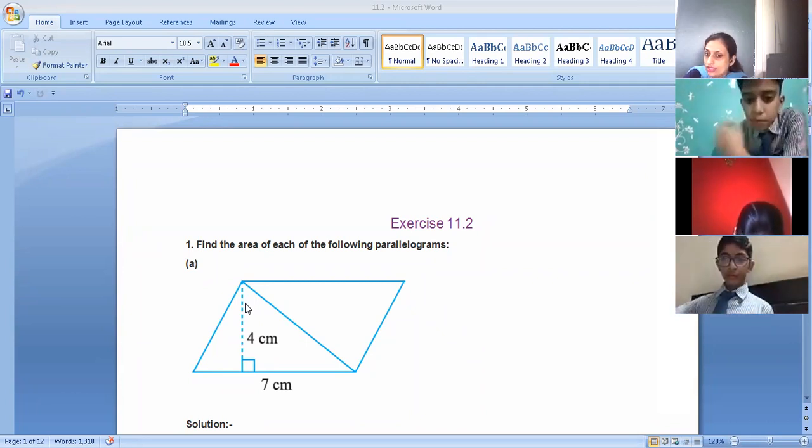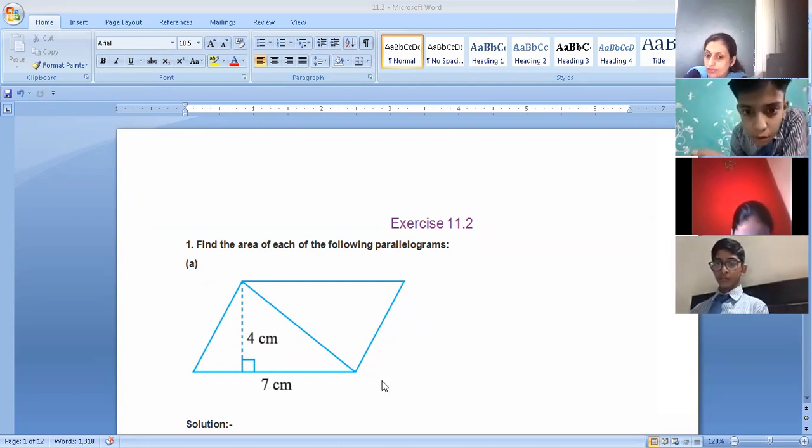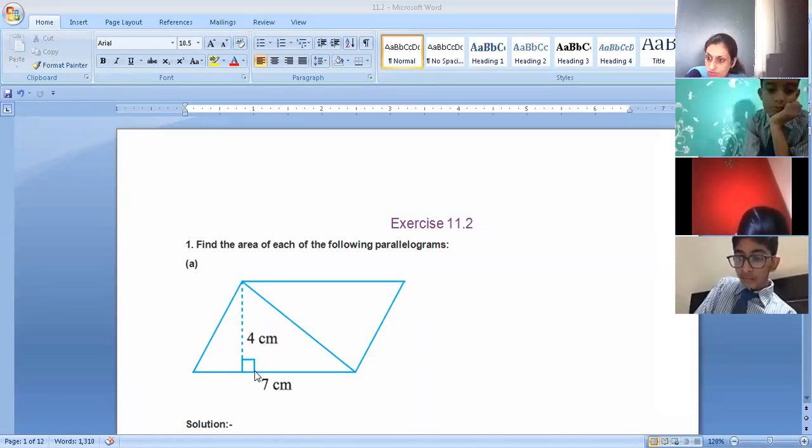Here we are going to find out the area. For that we need a base and height, which is already given in this question. Base is given 7 and height is given 4 centimeters. If the word altitude is there, it means the same thing as height. Height and altitude mean the same thing, so if the word altitude comes, you will write height over there.